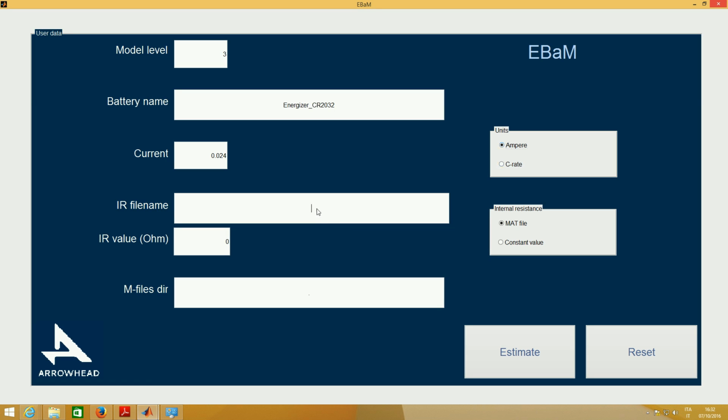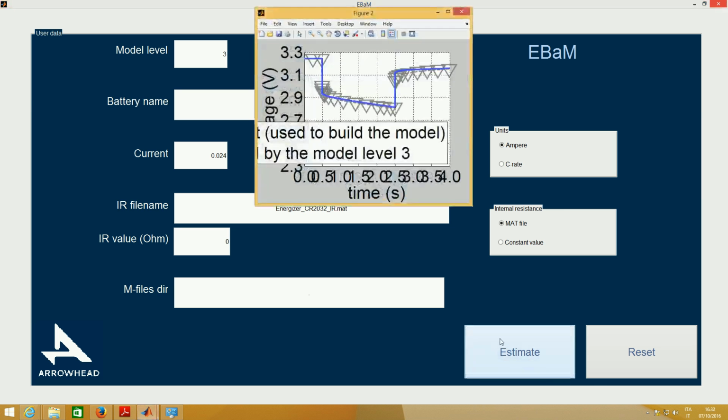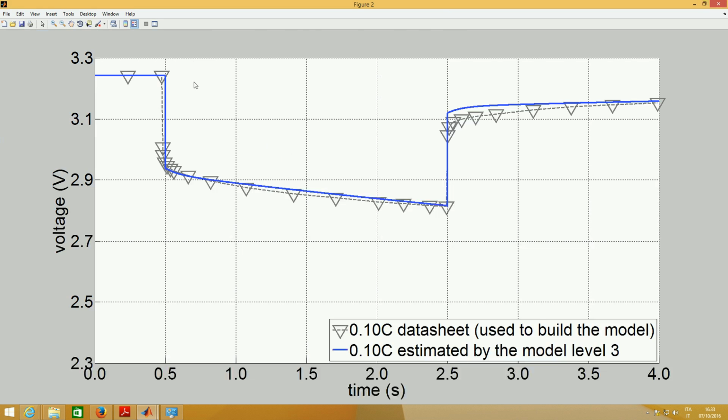For the level 3, we select the coin cell CR2032 by Energizer, and for this model level, we must set the internal resistance. In this case, we set the file name of the data array, which reports in numerical form the internal resistance versus state of charge of the battery under test. Then we estimate the performance of the cell for a pulse at 24 milliamps. As we can see, also in this case the performance estimation is very close to the manufacturer's data.